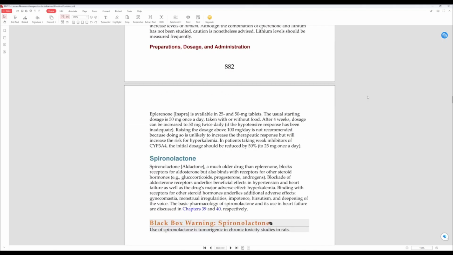So how is it prepared? Its dosage and administration. Eplerenone, or Inspra, is available in 25 and 50 milligram tablets. The usual starting dose is 50 milligrams once a day, taken with or without food. After 4 weeks, dosage may be increased to 50 milligrams twice daily if the hypotensive response has been inadequate. Raising the dosage above 100 milligrams is not recommended because doing so is unlikely to increase the therapeutic response, but will increase the risk for hyperkalemia. So, in patients taking weak inhibitors of CYP3A4, the initial dosage should be reduced by 50%.